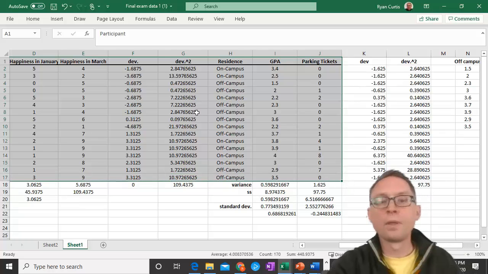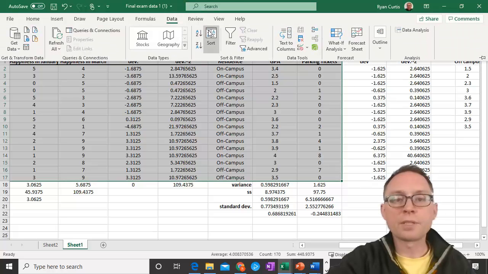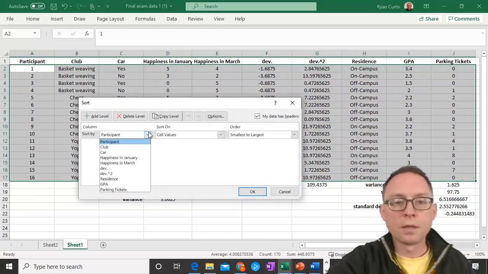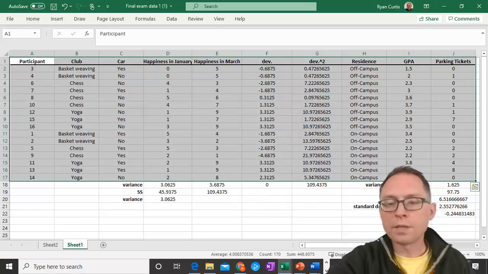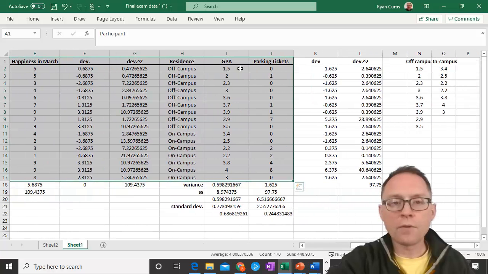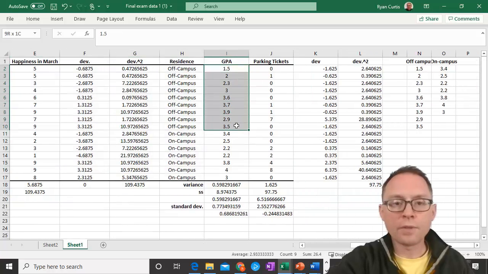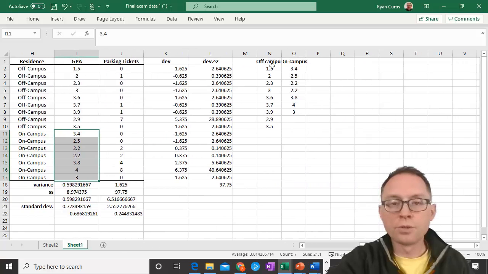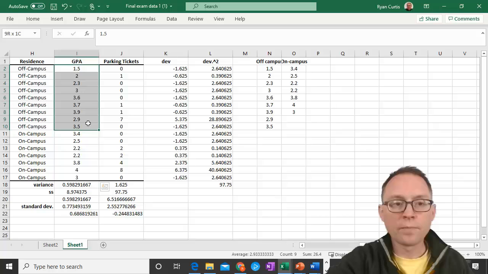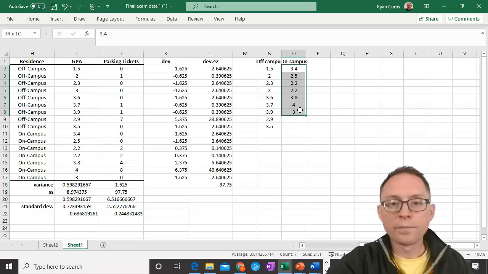All right, so here we go. I'm going to sort these data based off of the residence, because residence is on or off campus, right? And that's going to give me all the off campuses right here. These are all off campus GPAs. And then these are all on campus GPAs. And I would put this into 2 columns. So this group right here is right here, 1.5, etc. And then this group right here is right here. Okay? So then what do I do?